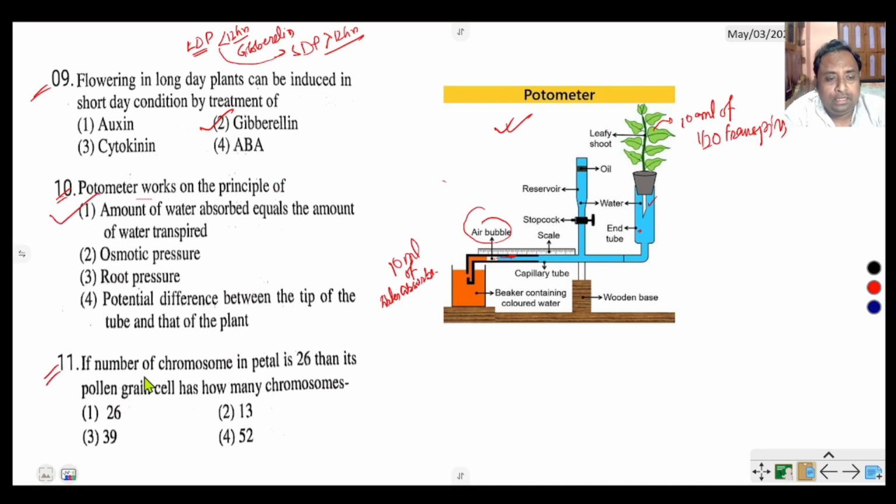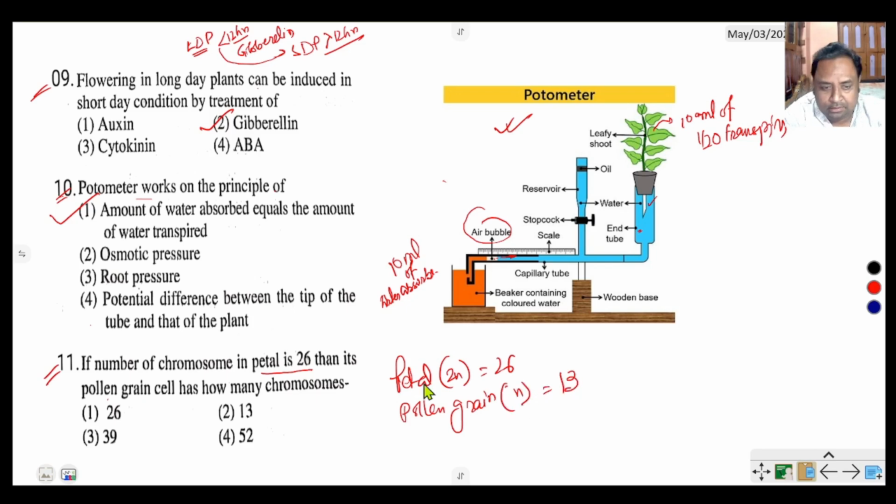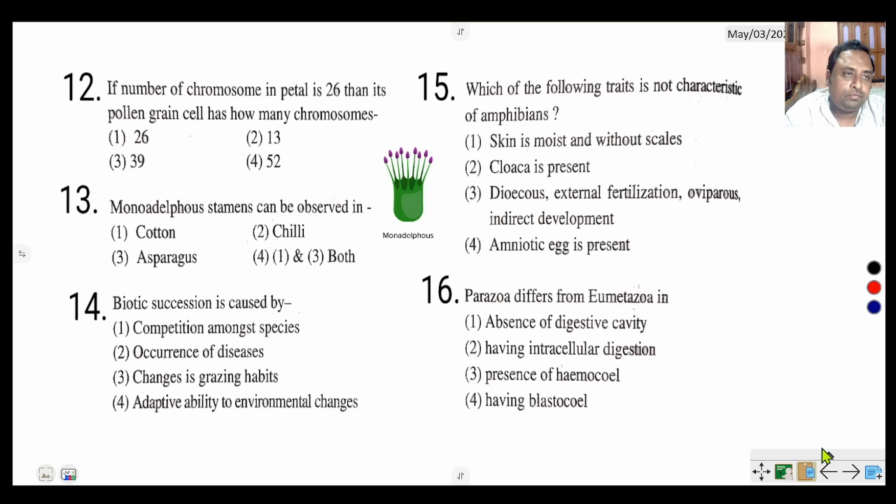Question number 11. If the number of chromosomes in petal is 26, then how many chromosomes does a pollen grain cell have? Petal is a diploid cell, so it is 26. But pollen grain is haploid, that is 13. Option is 2. Now question number 13.